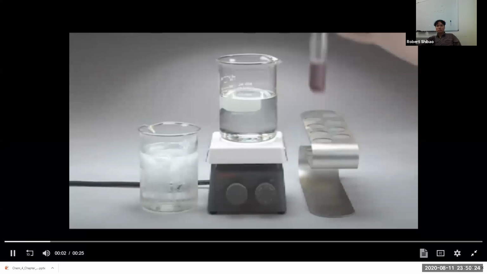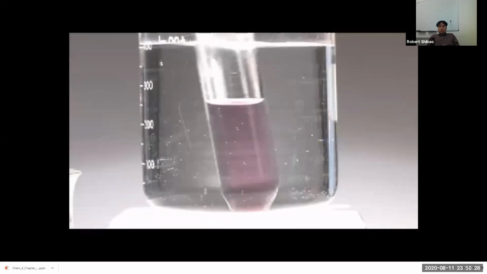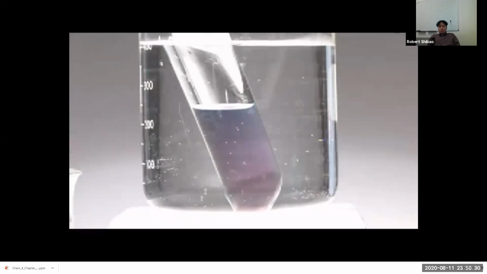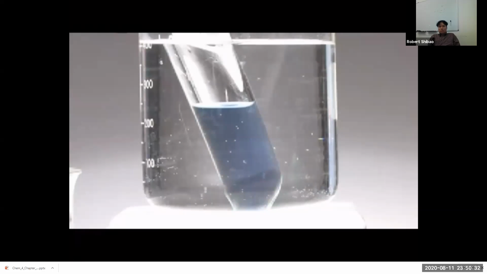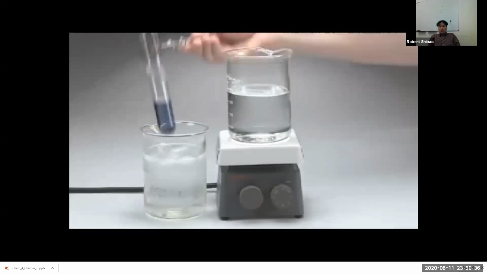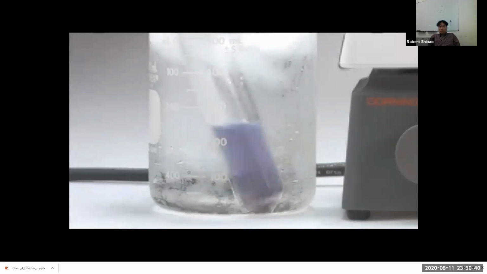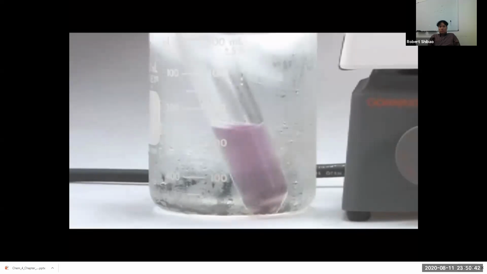A solution of cobalt chloride is placed in hot water. It turns blue. It is then placed in ice water, and it turns pink. The process can be repeated.